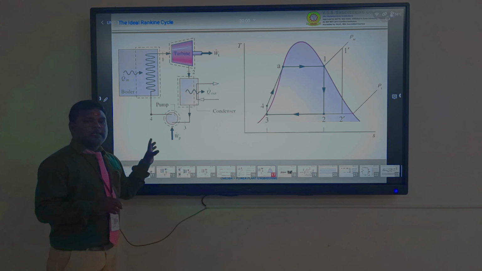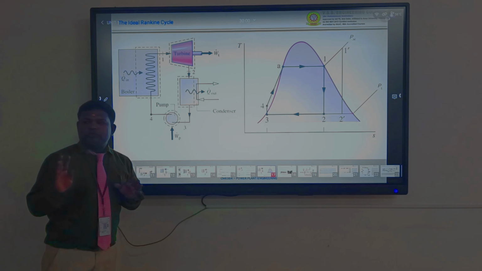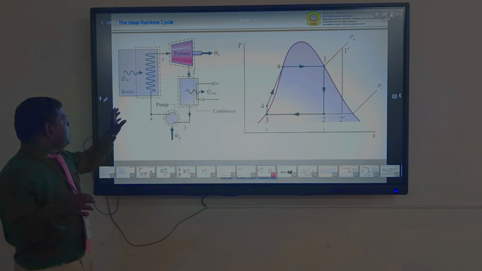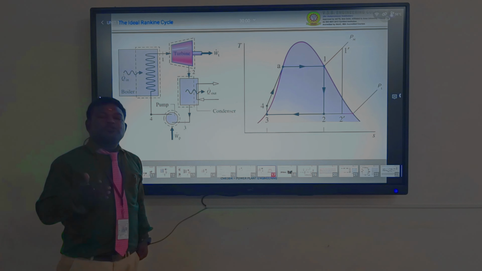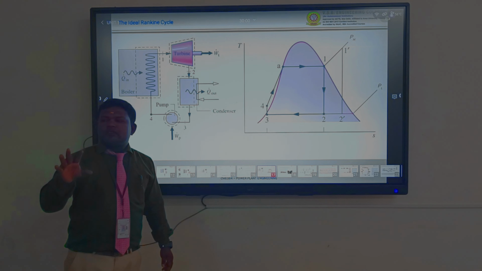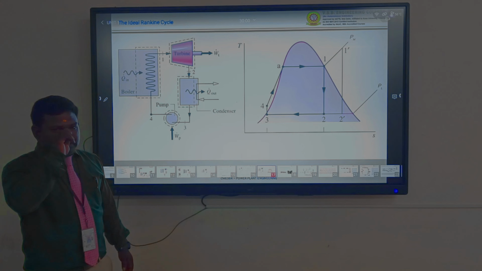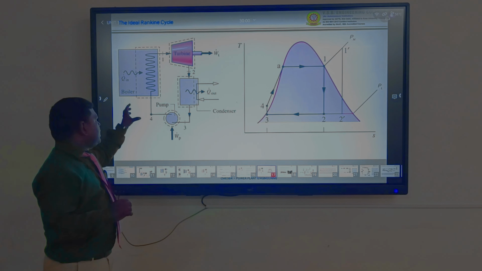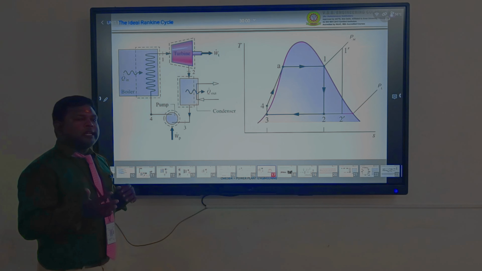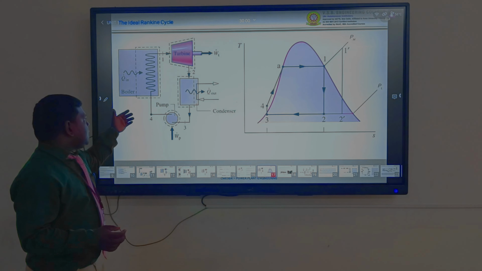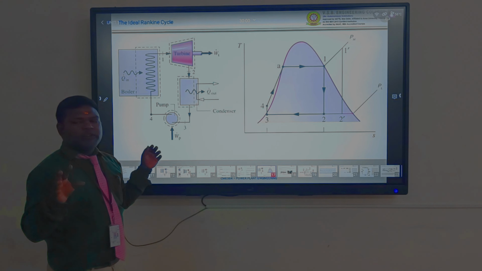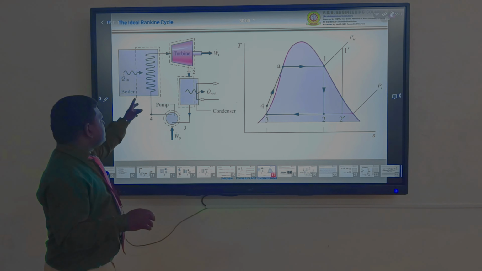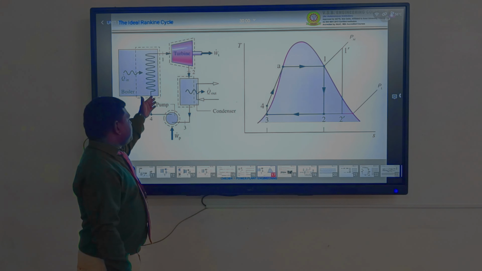In the ideal Rankine cycle, the first major component is the boiler. In the boiler there is addition of heat, but the pressure remains constant. The water is shown in the boiler, and we need to add heat continuously. The liquid turns into vapor with the help of the added heat. After the boiler, the heat converts it to steam, which is supplied to the turbine.